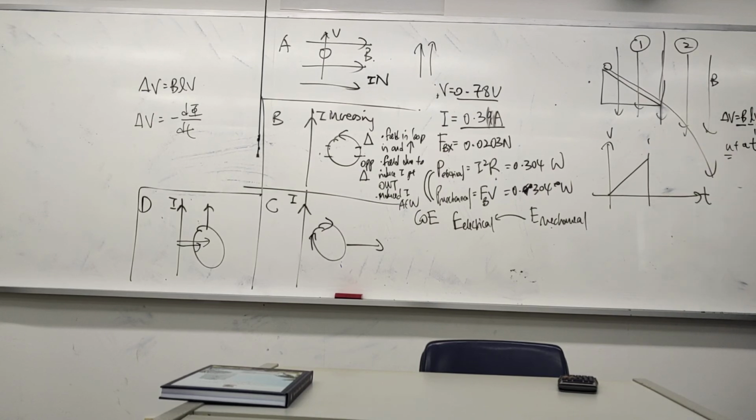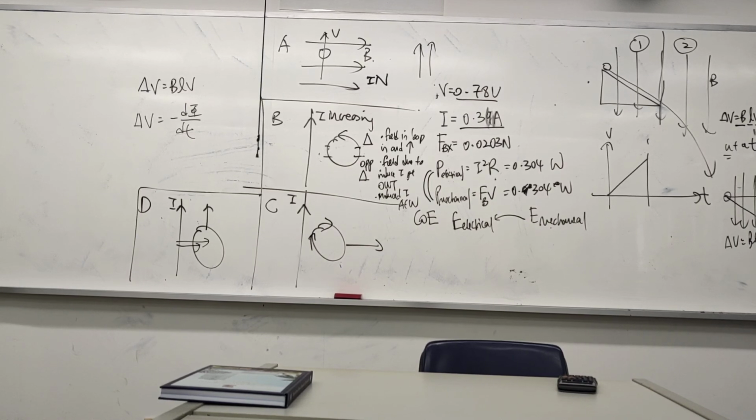Part 2 is the interesting part. Think about this. When I have a rod moving this way, and when I use the equation delta V equals BLV, do I use this V? Do I use this V? Or do I use this V? Think perpendicular. You always use the perpendicular component, the one that cuts the field. So it is this way.